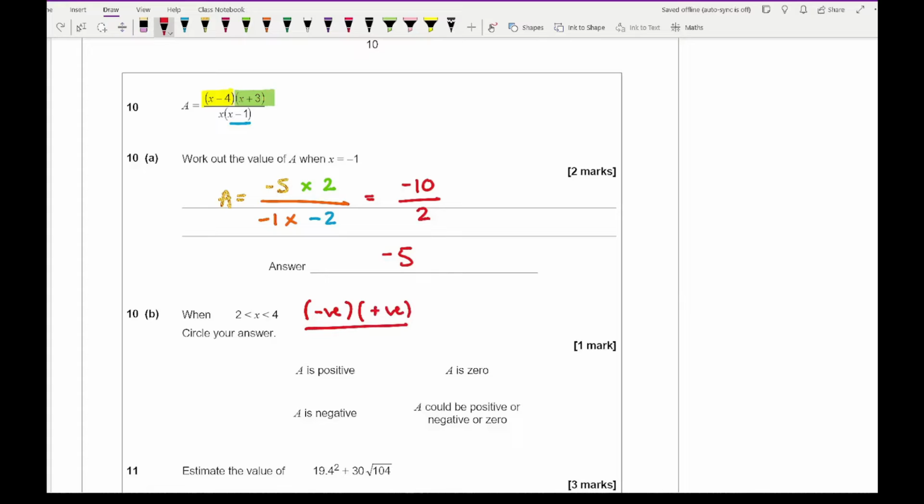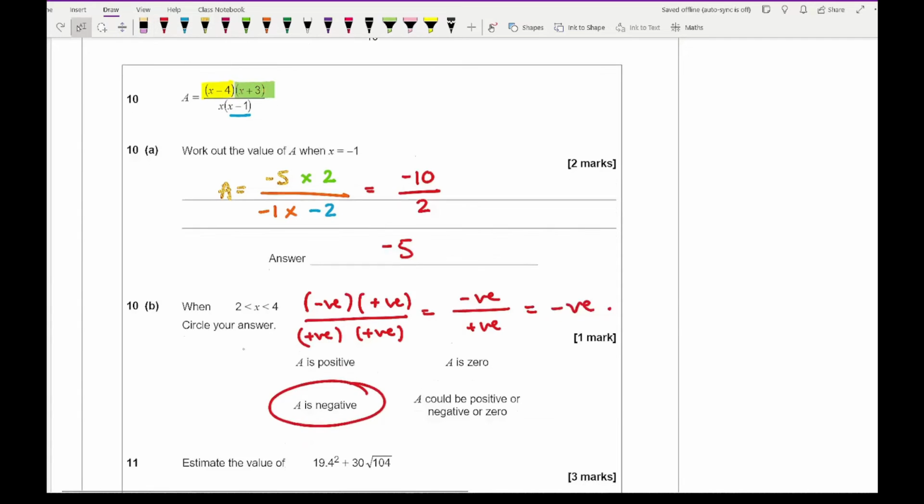Then with the denominator, well, x is always going to be a positive number, so that's a positive. And that bracket is also going to be positive because I'm subtracting 1 from a number that's bigger than 1. So looking at this, a negative times a positive will always give me a negative answer, and a positive times a positive will always give me a positive answer, and then a negative number divided by a positive number will always equal a negative number. So the correct answer is that a is going to be negative.